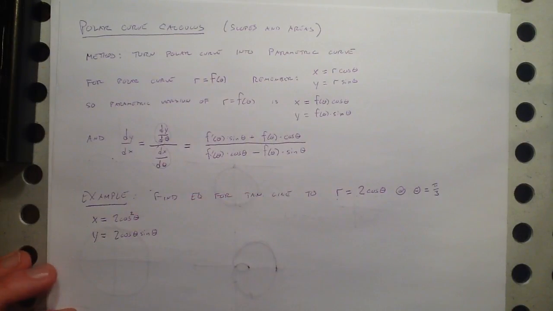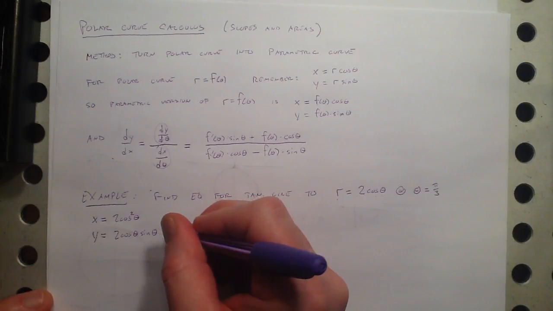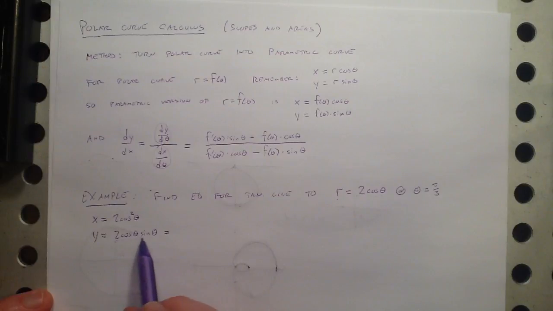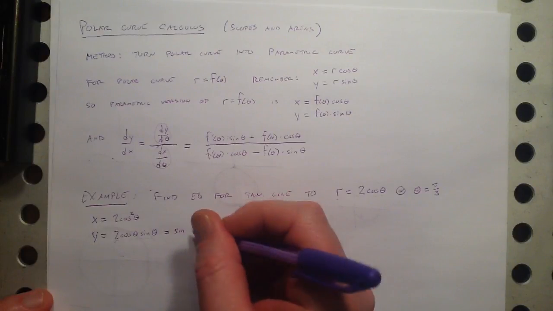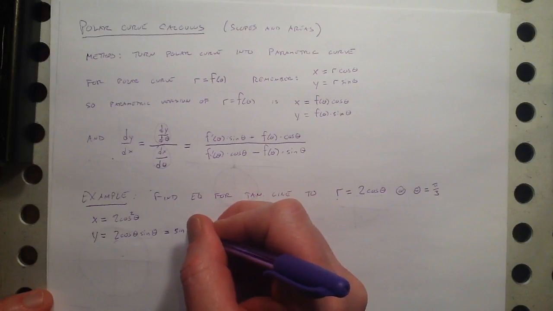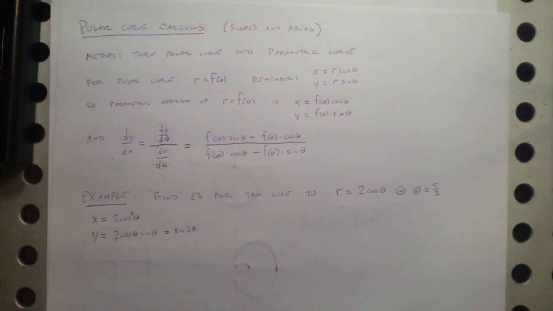And you don't have to recognize this, but it sure saves you some trouble if you do, that this is the sine double angle formula. 2 sine theta cosine theta, that's the same as sine of 2 theta. You don't have to recognize that, but if you do, it's going to save us some trouble when we take the derivative. It's going to cut out the whole product rule thing.